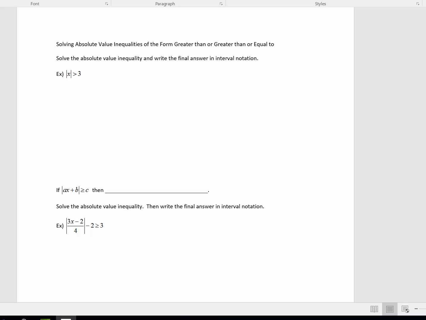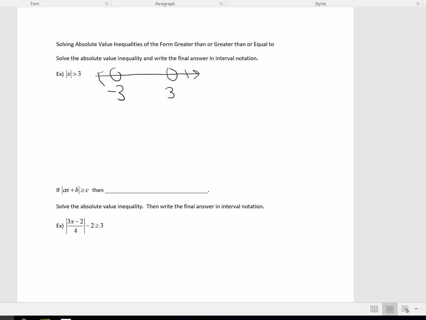In this video, we're going to talk about solving absolute value inequalities of the form greater than or equal to. So let's take a look at the absolute value of x is greater than 3. Let's draw a number line to figure out what values will work here. 3 and negative 3 do not work, but they're boundary values. So what values will work?